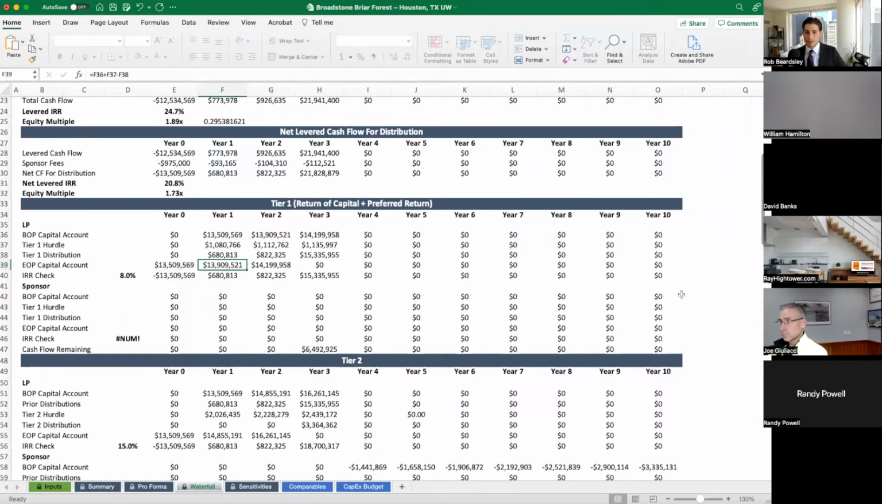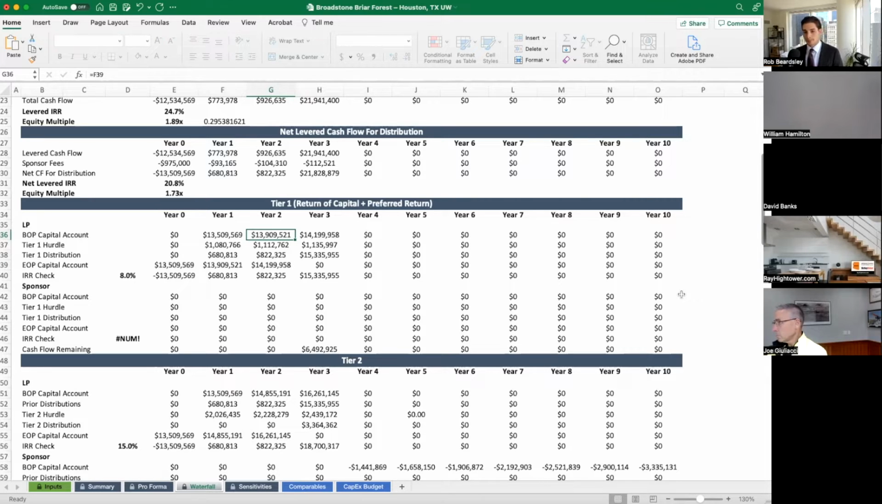So to get back into the actual math of the compounding, we take the end of period capital account in year one, we bring it over to year two. And now here's where it gets really interesting. Again, in year two, we're owed an 8% preferred return, right? But now that 8% is calculated not on 13.5, not based on our original investment, but on the period capital account.